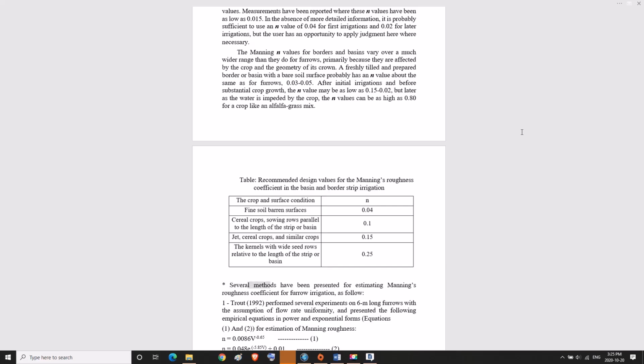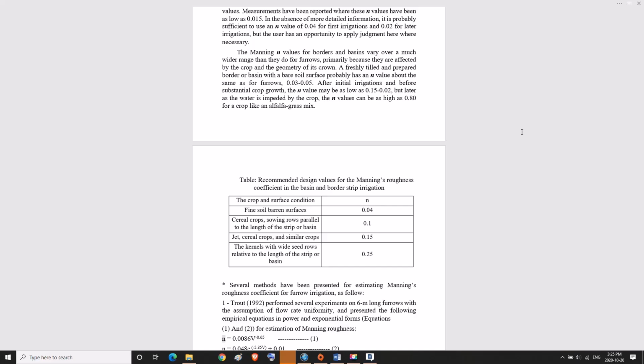Several methods have been presented for estimating Manning's roughness coefficient for furrow irrigation, as follows. 1. Trout, 1992, performed several experiments on 6 m long furrows with the assumption of flow rate uniformity, and presented the following empirical equations in power and exponential forms, Equations 1 and 2, for estimation of Manning roughness.